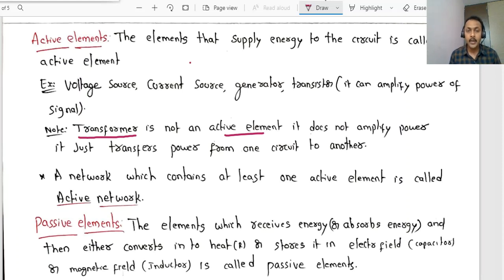Now if any network contains at least one active element, then you can call it an active network. Clear? Now, what about passive elements?